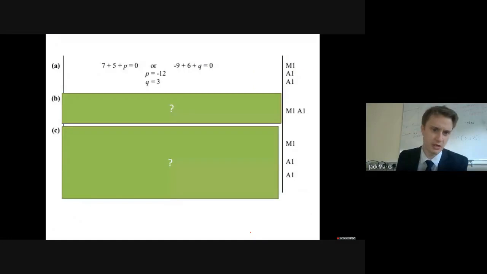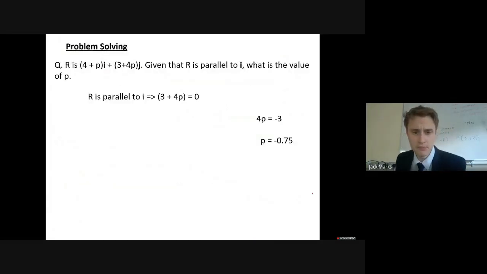Okay, so let's just finish off by talking about a slightly more difficult situation. So we've got R is this plus this. Okay, so it sounds like the resultant force is this force over here plus this force over here. Well, why don't we just do that now? So 4 plus, oh, it's kind of done for us already. Okay, so 4 plus p is the i part. I'm going to write it as a column vector, and you might see why in just a second. Given that, oh, sorry, and 3 plus 4p.